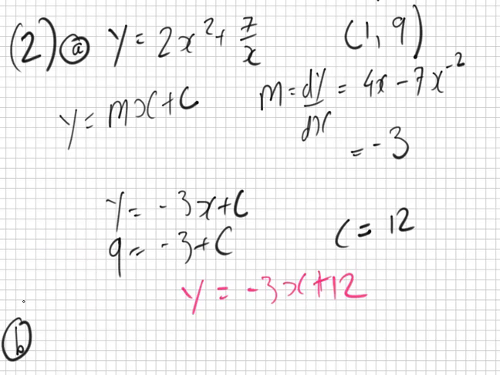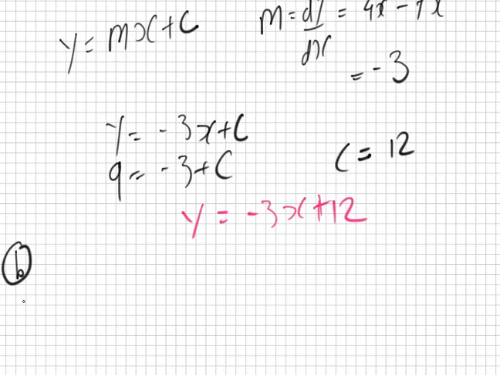Now, look at the graph. They want you to find n. How do you describe n? If you look at the graph, what is n? It's where the tangent line crosses the x-axis. So how do you find out where this tangent line crosses the x-axis? What would you have to do? Y is 0. So you get 0 equals minus 3x plus 12. So therefore x will end up equaling 4.